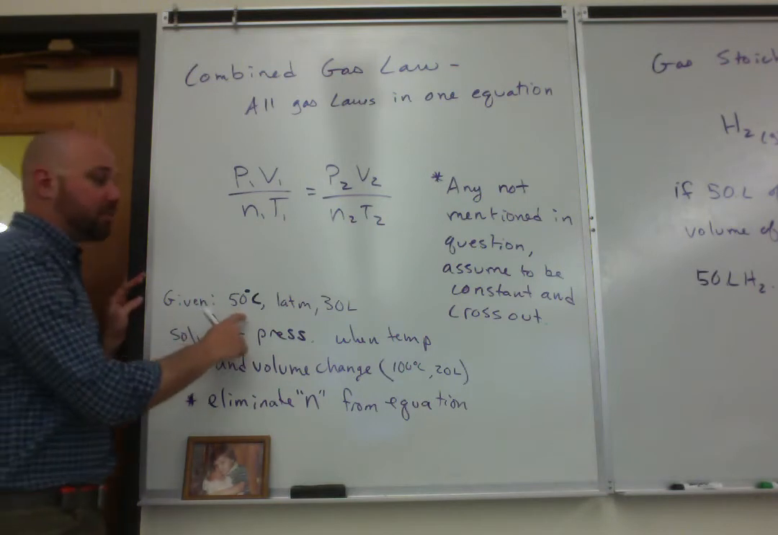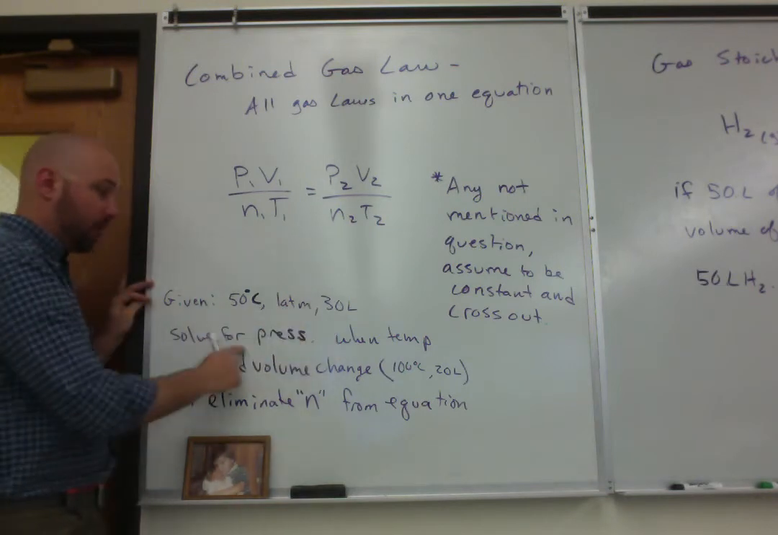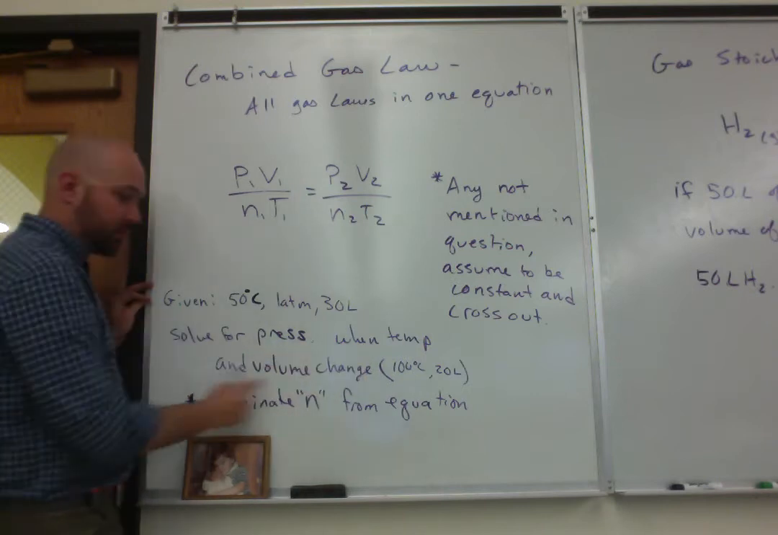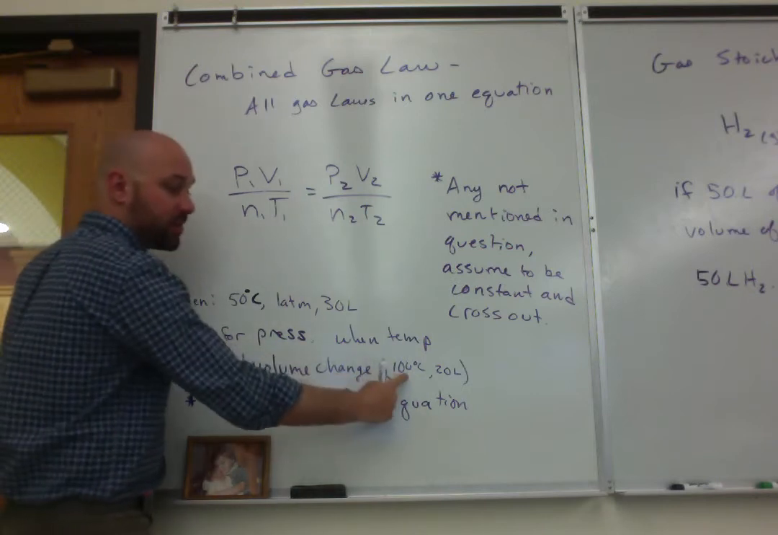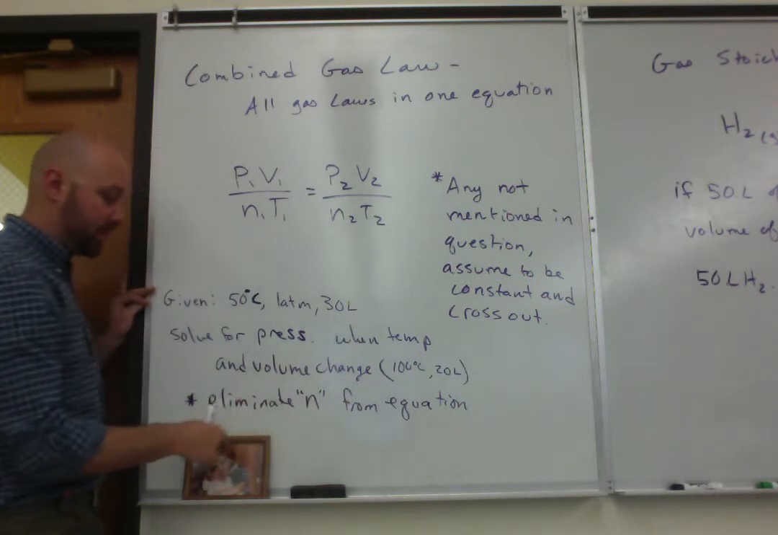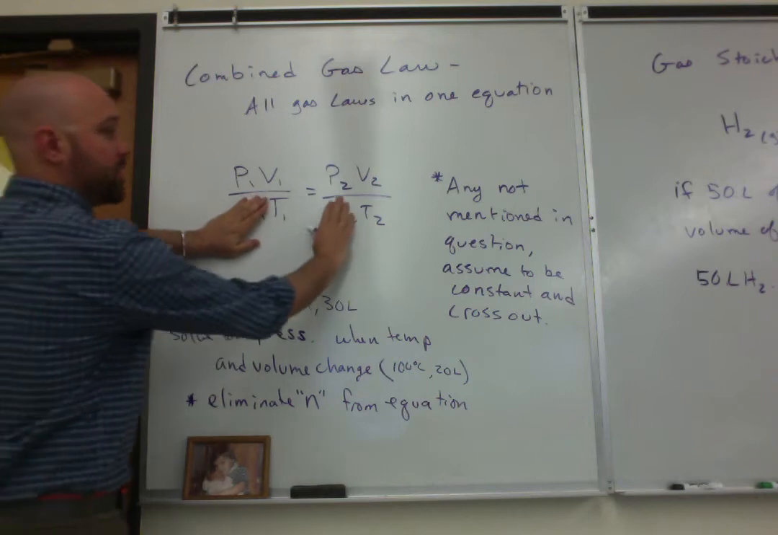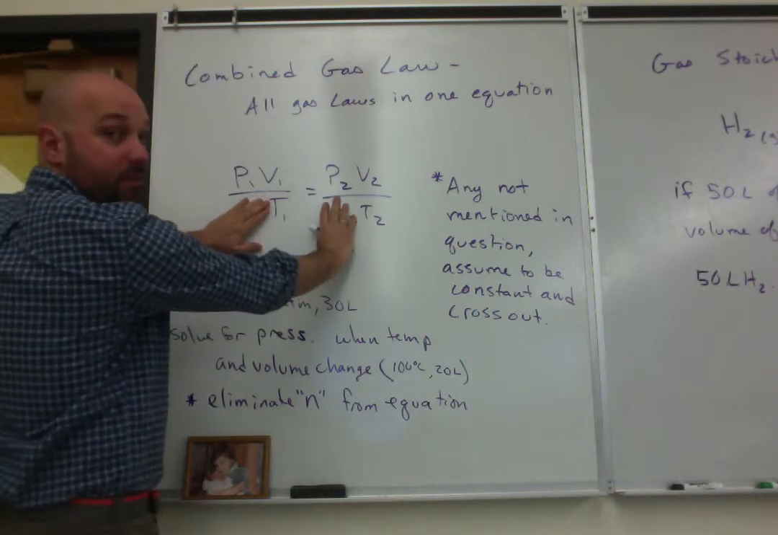So in this question, we're given 50 degrees Celsius, 1 atmosphere, 30 liters. We're solving for a pressure when temperature and volume change. Our changes are up to 100 degrees Celsius, and our volume drops to 20 liters. There's no mention of N, so we would just eliminate N from this equation.